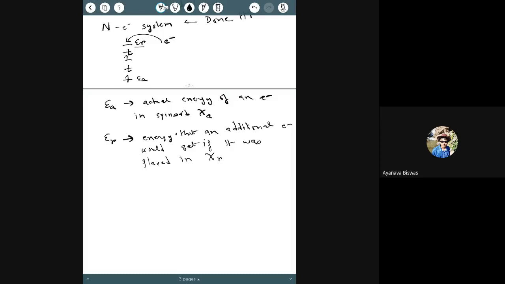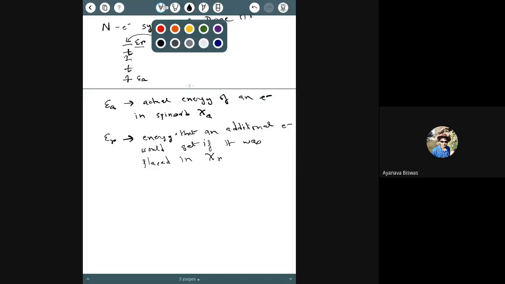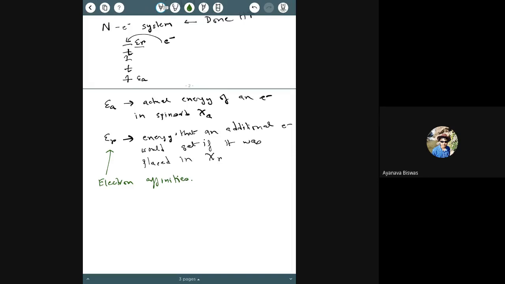Then epsilon R: what do you usually call the energy that an additional electron gets if it is placed in a molecule? That is what is called the electron affinity of the system, right? So the energies of the empty orbitals are the electron affinities. And when you supply energy to a molecule and remove an electron, the amount of energy required is called the ionization potential, and that is epsilon A for the occupied orbitals. Is that clear?